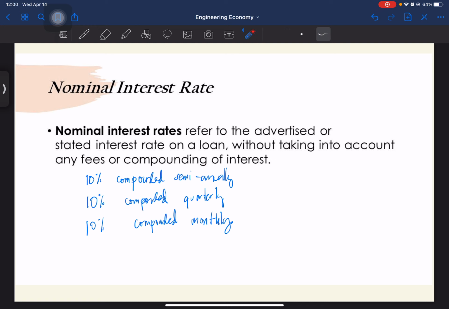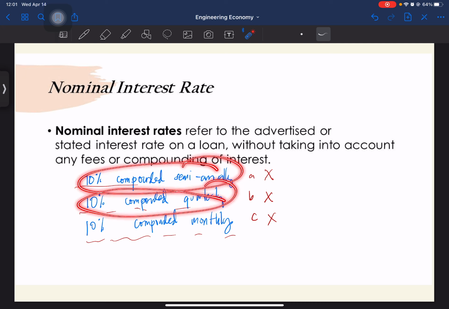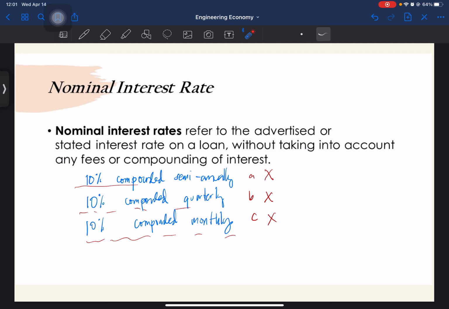Ang question, alin dyan sa tatlong yan ang may actual interest rate na 10% sa isang taon? Alin dyan? A, B, or C? Ang sagot ay wala. This is not 10% in 1 year. This won't be 10% in 1 year. And this won't be 10% in 1 year as well. Okay? Because they are just names and their effects. But their effects are different. Okay? So how do we compute for their effective interest rate kung ang binigay sa atin ay nominal lang?